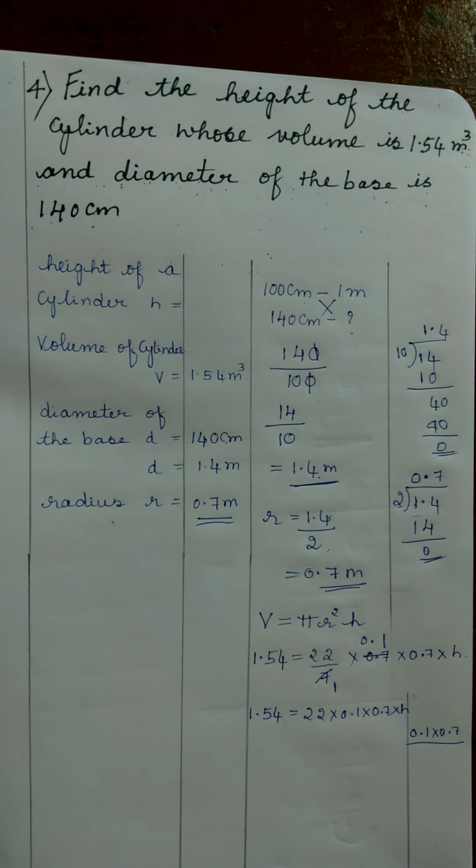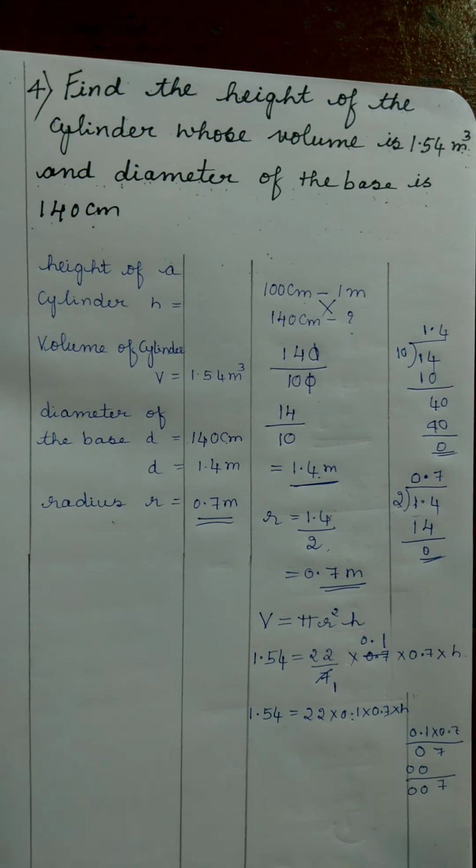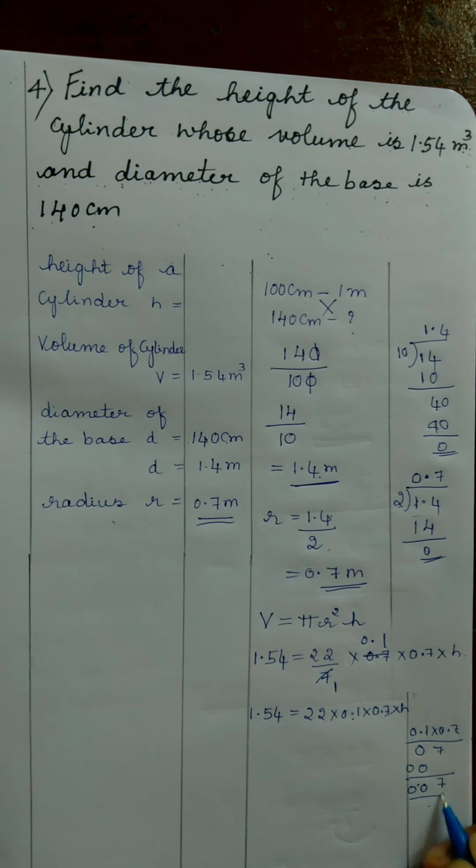In the next step, let us multiply 0.1 into 0.7. 7 ones are 7, 7 zeros are 0. 0 ones are 0, 0 zeros are 0. Therefore, 7, 0, 0. Here, after the decimal point, in 0.7 it is one digit, and in 0.1 again it is one digit. So, 1 plus 1, two digits. Therefore, in the answer, after the two numbers, take the decimal point. Therefore, it will be equal to 0.07.